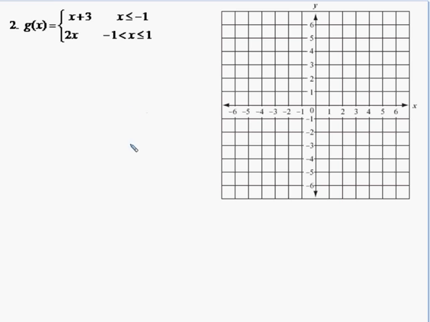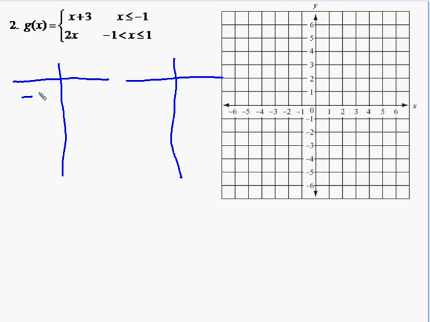Our next example. Once again, we have two functions. We have x plus 3 when x is less than or equal to negative 1, and 2x when x is greater than negative 1 and less than or equal to 1. So we need to have our two t-tables. First one, all the values that are less than or equal to negative 1. So negative 1, negative 2, and negative 3.